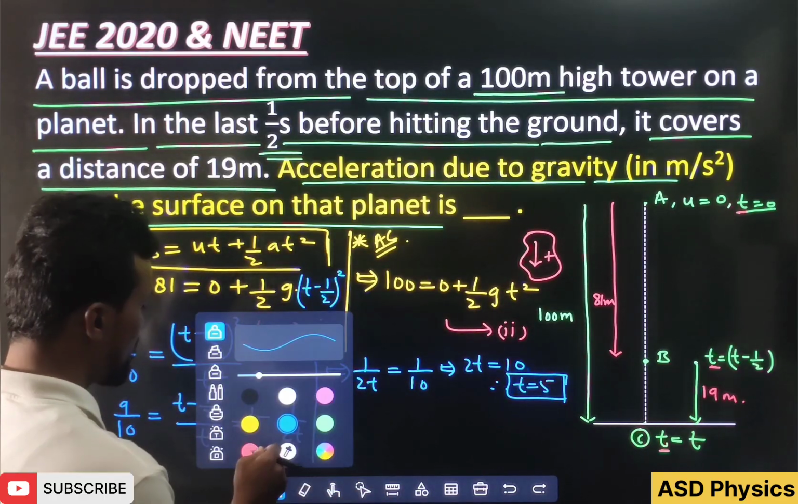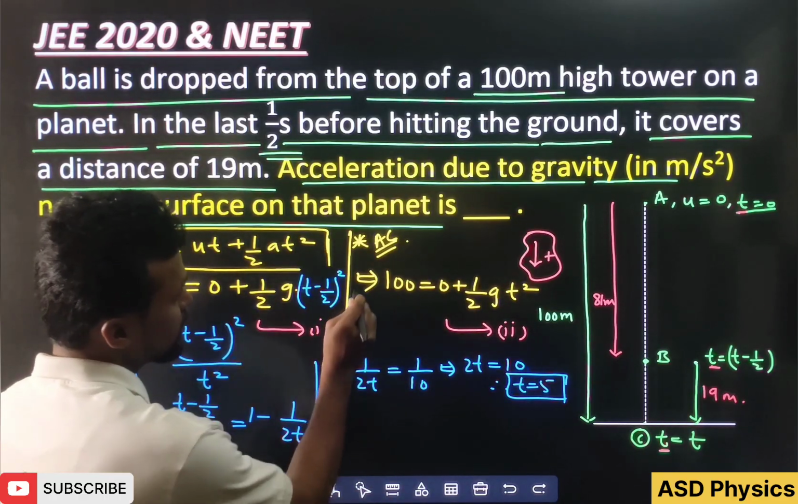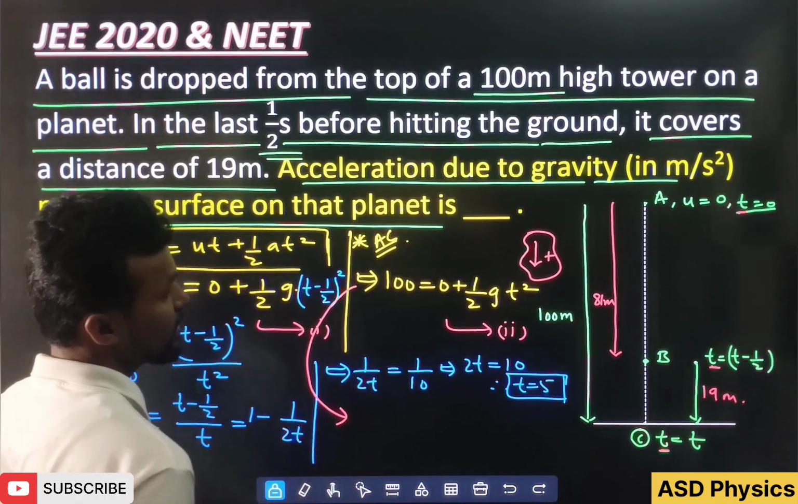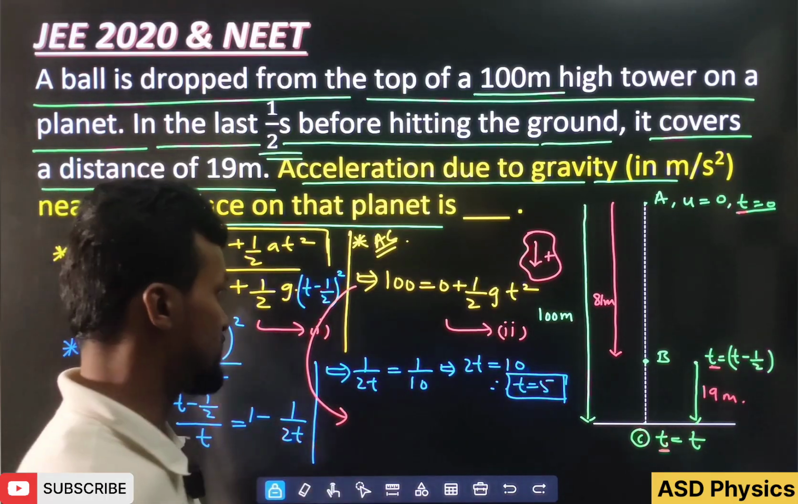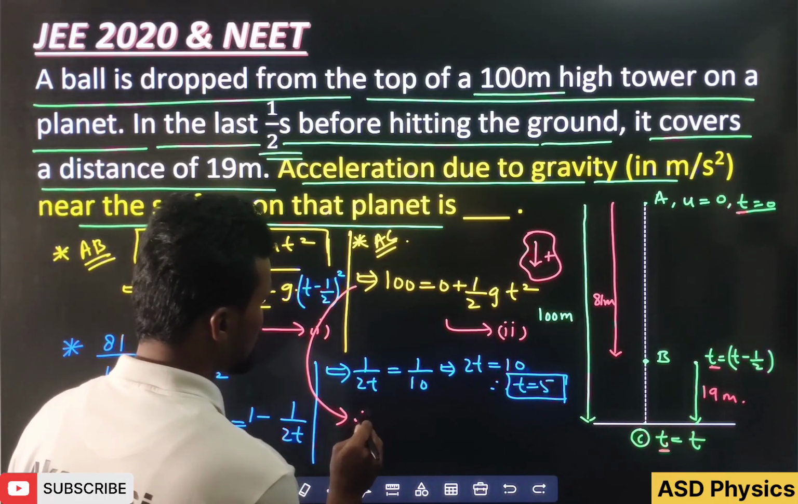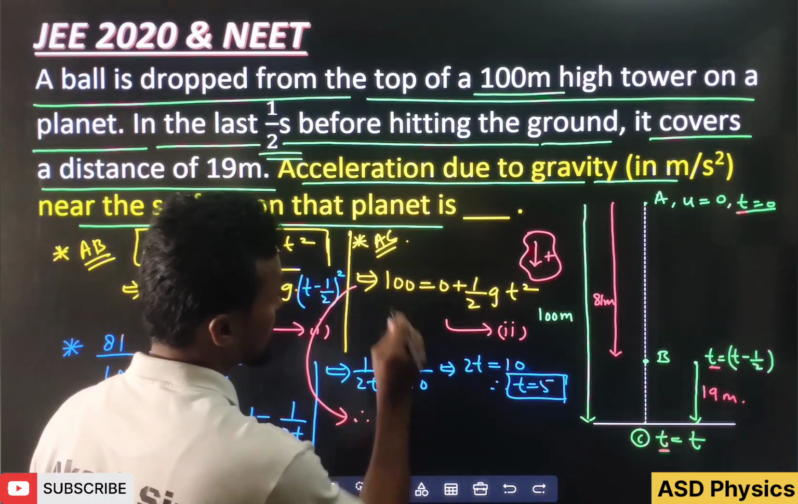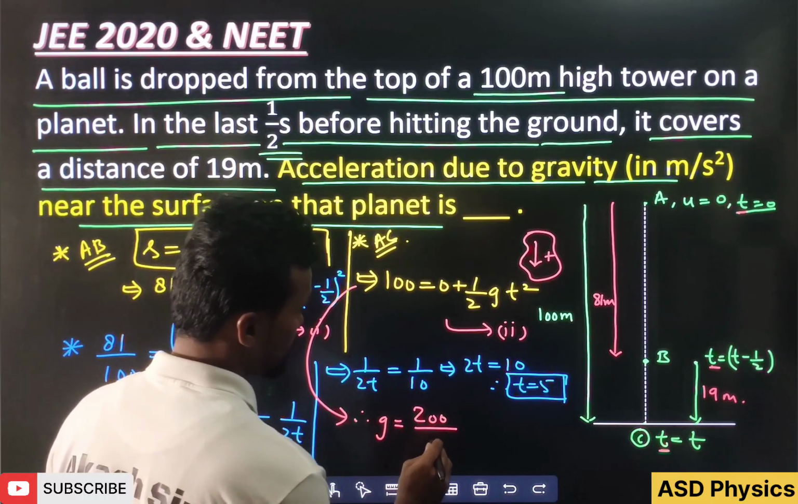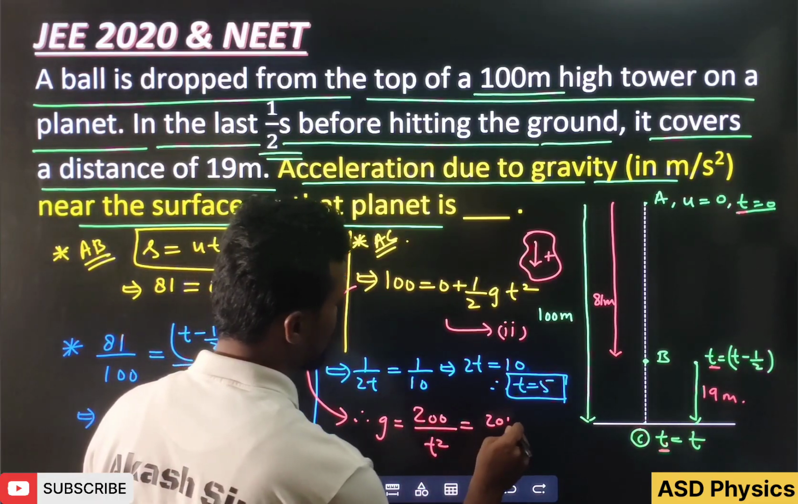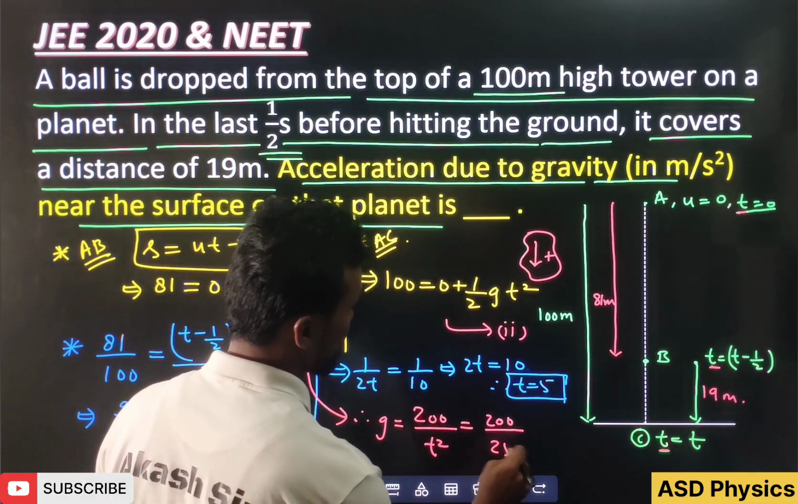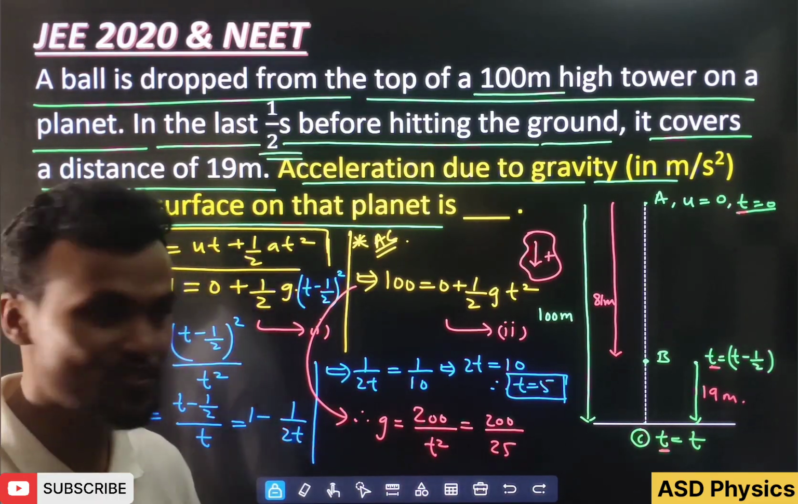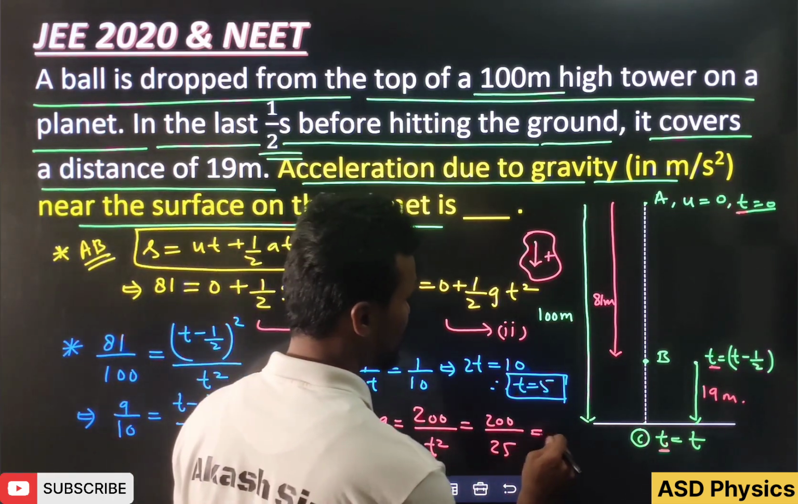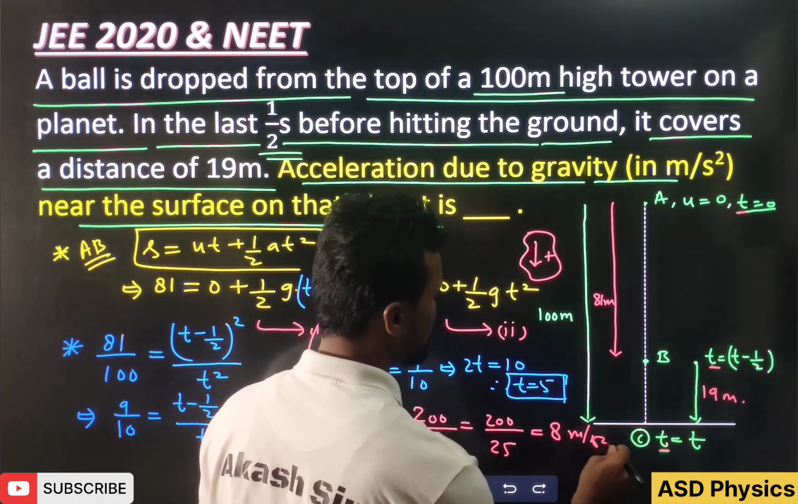Total time 5 seconds. Now what we want? We want the value of G. So again we'll use equation 2, easy for this. Now, what is the value of G, students? Kindly see here, this G will become 100 into 2, 200 by t square, 200 by t square. So see here, 200 by 25. No? 5 square means 25. So 200 by 25, how much here? 8 meter per second square.